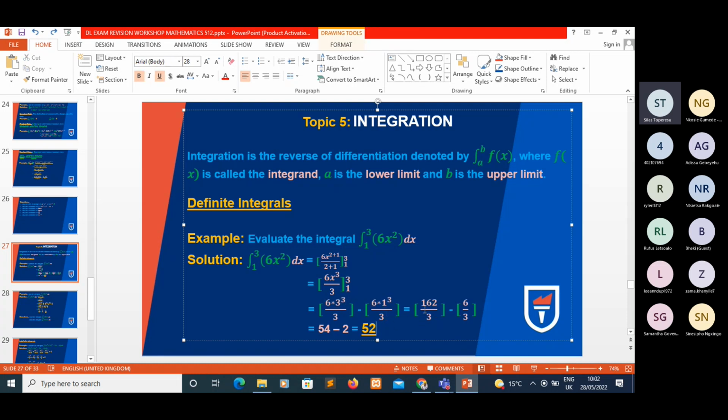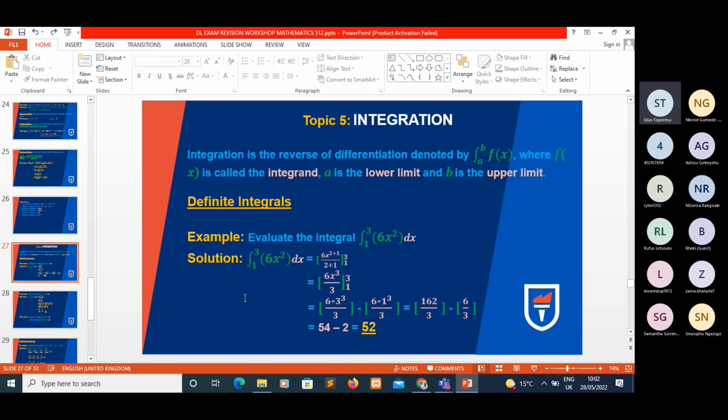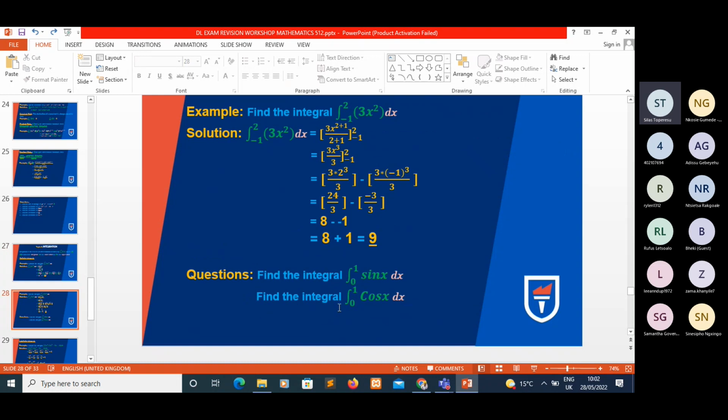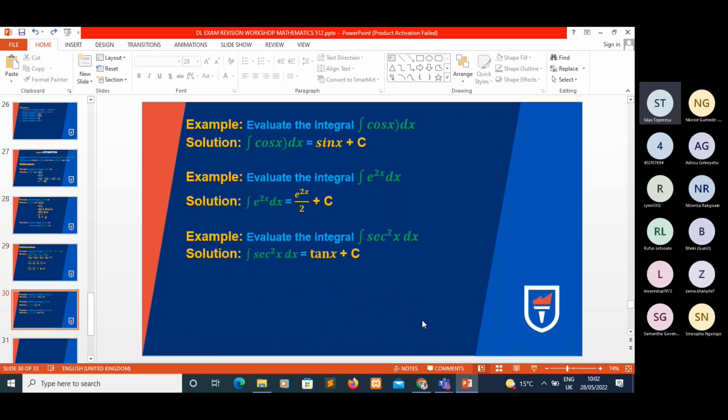Okay, so I'm getting 162 over 3 minus 6 over 3. Then my answer is simply going to be 54 over 2. Then I get 52. So that's how I also solve integration when we have limits. We also have integration that doesn't have a limit, but it's unfortunate we don't have much time, guys. Sorry for that. I hope you are going to go through these slides, focus on my examples, and also solve the questions that I put on this slide. Time is limited for us, and I'm apologizing for that.